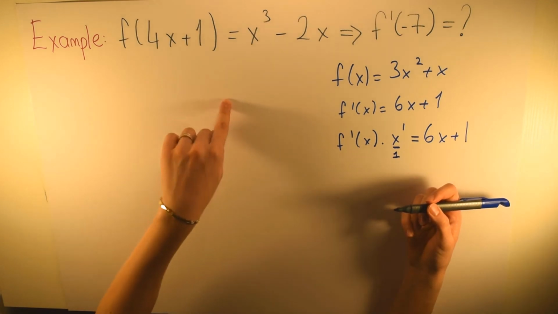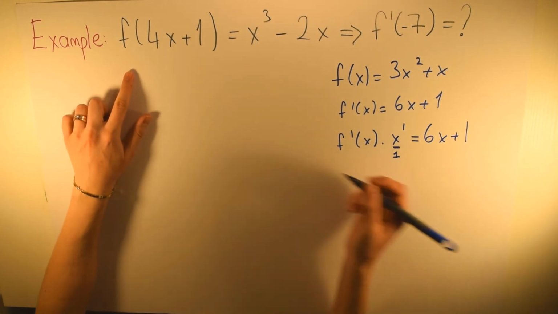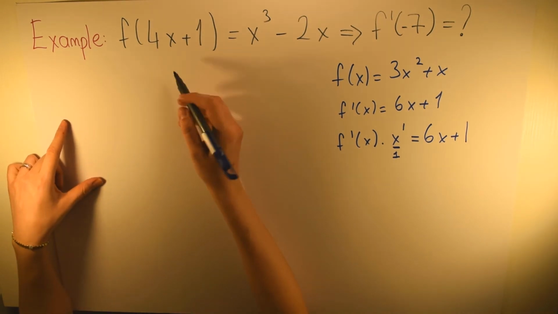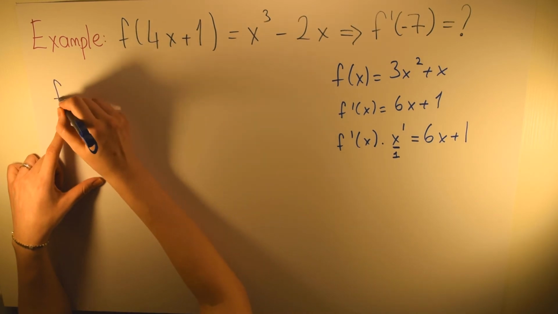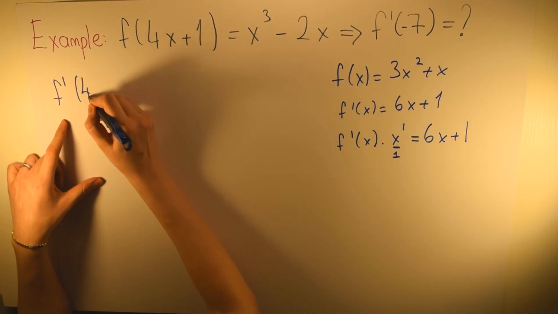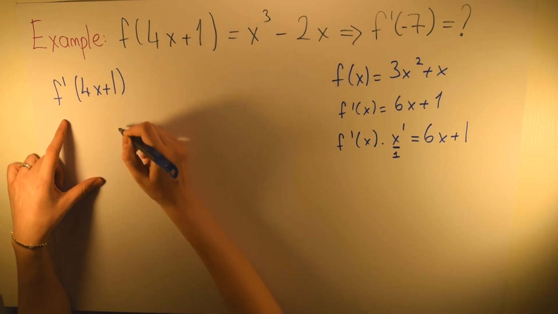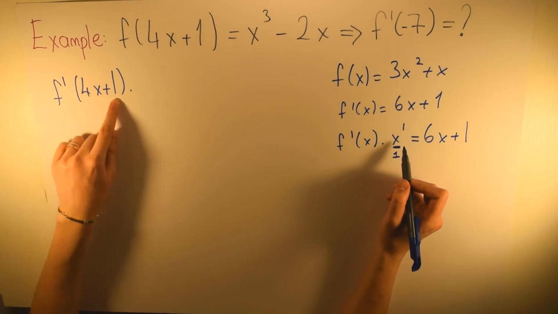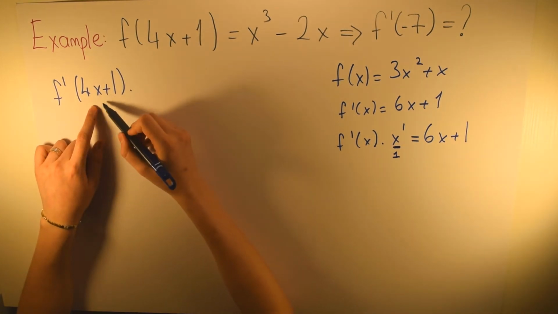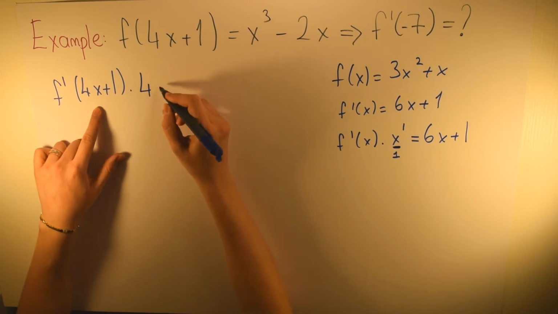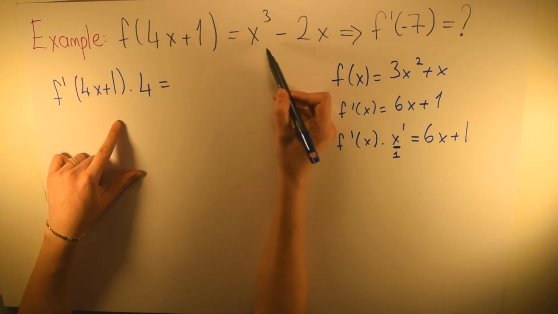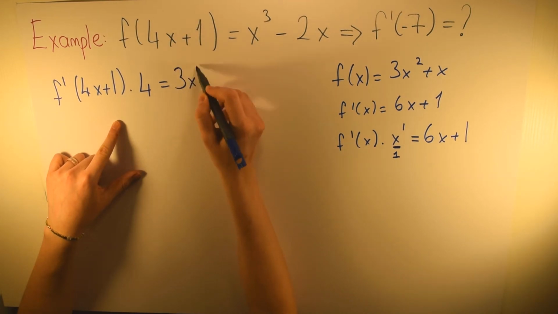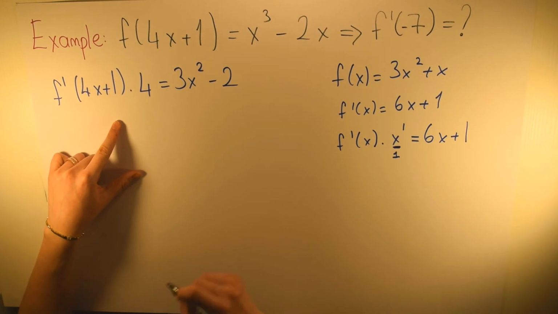So let's go back to our example. In our example, here we have this function, f of 4x plus 1. So how can we write its derivative? So the derivative of f at 4x plus 1, okay, times the derivative of 4x plus 1. So what is the derivative of 4x plus 1? It's 4, okay, and then this is equal to, and then we will take the derivative of this side, which is equal to 3x squared minus 2, right?